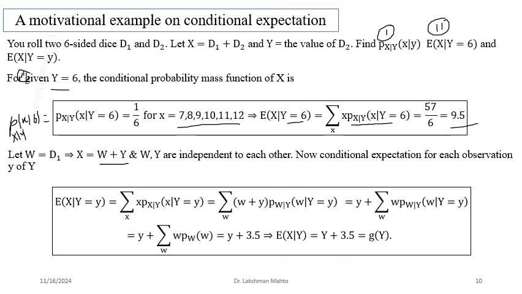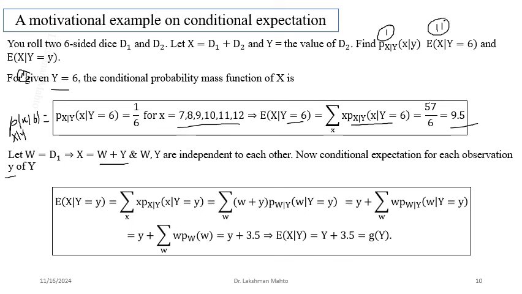And also dice 1 and dice 2. Do we see any dependency? No. Both are independent. So we can say that W and Y are independent of each other. So we are willing to compute the conditional expectation for each observation of Y. Here I am not taking a fixed value of Y. We are talking about Y being arbitrary in nature. Remember that there is a difference between arbitrary and random. Don't confuse arbitrary with random. Here we are computing the conditional expectation of X given Y.